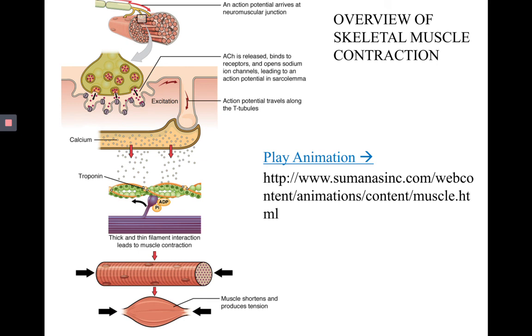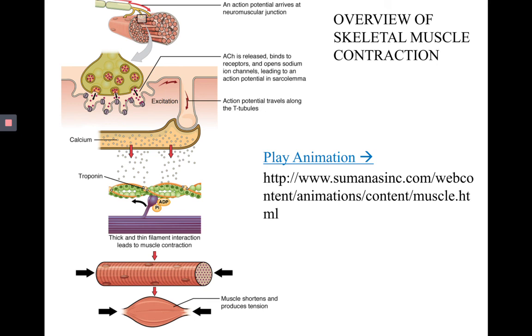I also recommend that you review the steps, which include the neuromuscular junction, excitation-contraction coupling, and cross-bridge cycle, which are the steps of skeletal muscle contraction. Again, neuromuscular junction, excitation-contraction coupling, cross-bridge cycle. Those are the steps of skeletal muscle contraction. So please go back and review the information in your book, in those videos.